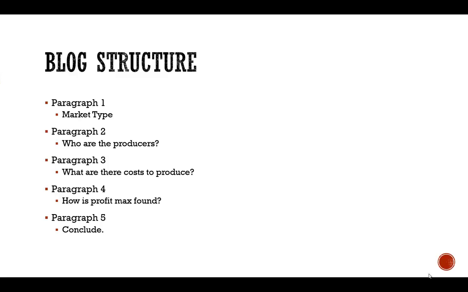Anyways, paragraph number 1, we're going to talk about our market type. Paragraph number 2, who are the producers? Paragraph 3, what are the costs to produce? And paragraph 4, how is the profit max found? And then paragraph 5 is conclusion. So let's go ahead and break each of these down really quick.